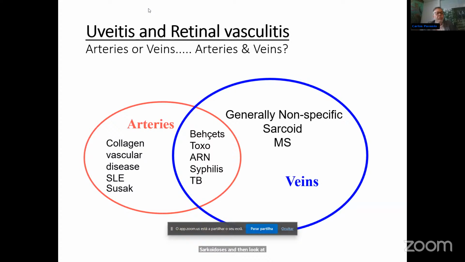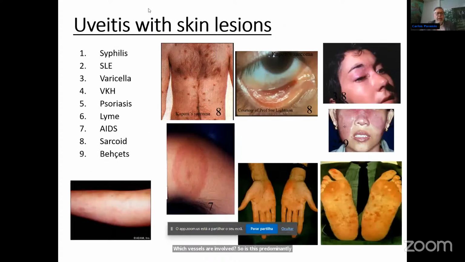Then we give you some clues. Which vessels are involved? Is this predominantly arteries or predominantly veins, keeping in mind that some conditions will involve either of those? Skin lesions: we know very well that in many diseases the skin lesions will give us a clue to the diagnosis of the eye condition, as you can see in these images here.